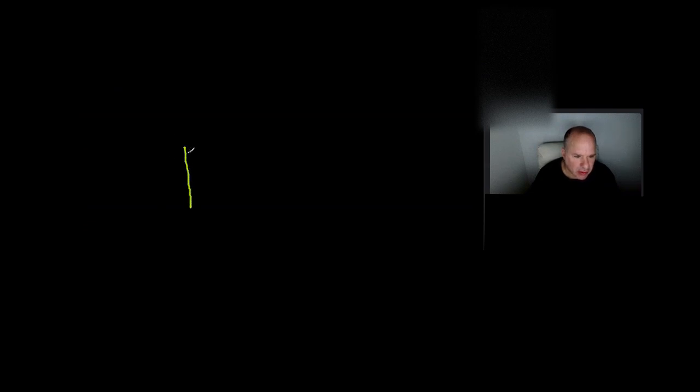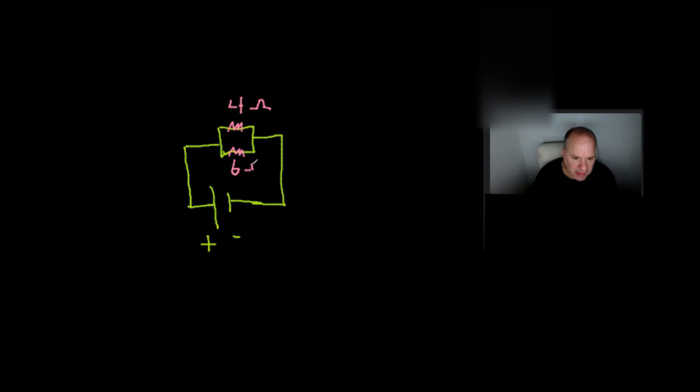Parallel, let's draw. We'll put our resistors in a moment. Here's our battery, positive, negative. Put a resistor here and a resistor here. And we'll make this one a 4 ohm resistor. And we'll make this one a 6 ohm resistor.